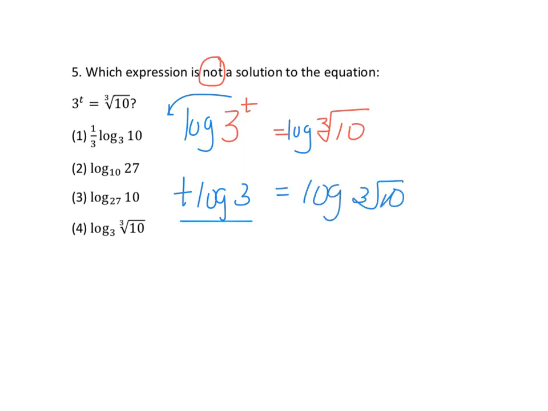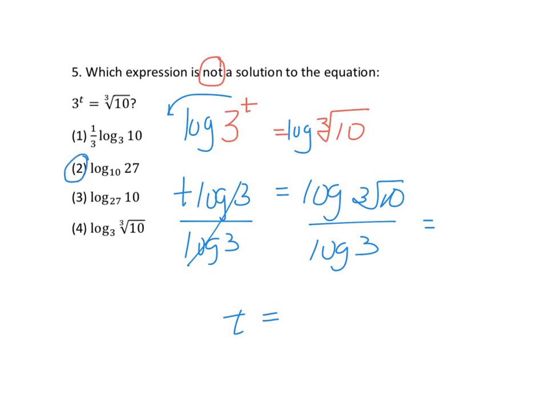Now to get the t alone, you're going to divide by log 3. That will cancel, and you'll get some decimal. So whatever this decimal is, you will be able to actually plug in all the choices and find the one that's not equal to it. But the real way to find out why the answer is choice 2 is this.